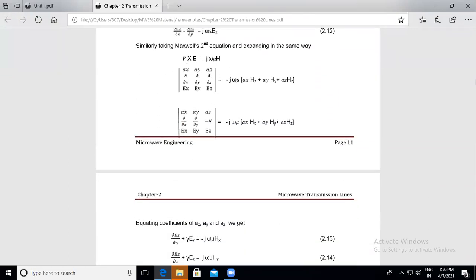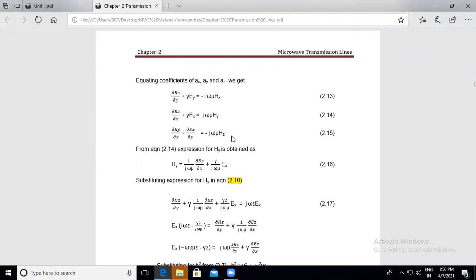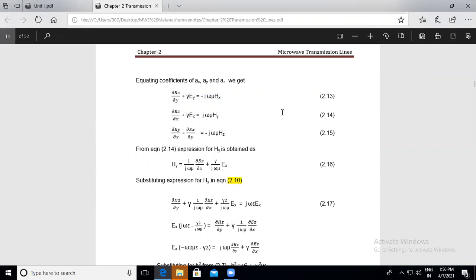So earlier we have worked with del cross H. Now we work with del cross E. The same process is taken, and the equations are written over here by comparing the coefficients. Once that is done, it is substituted in equation 2.14 to get the value of HY. So this is how we calculate the values of HX, HY, EX, and EY.